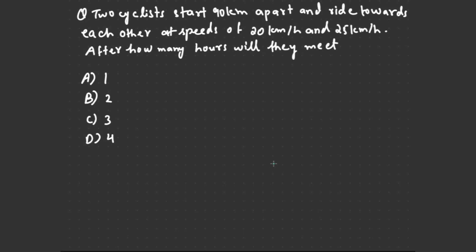Two cyclists start 90 kilometers apart and ride towards each other at speeds of 20 kilometers per hour and 25 kilometers per hour. After how many hours will they meet?